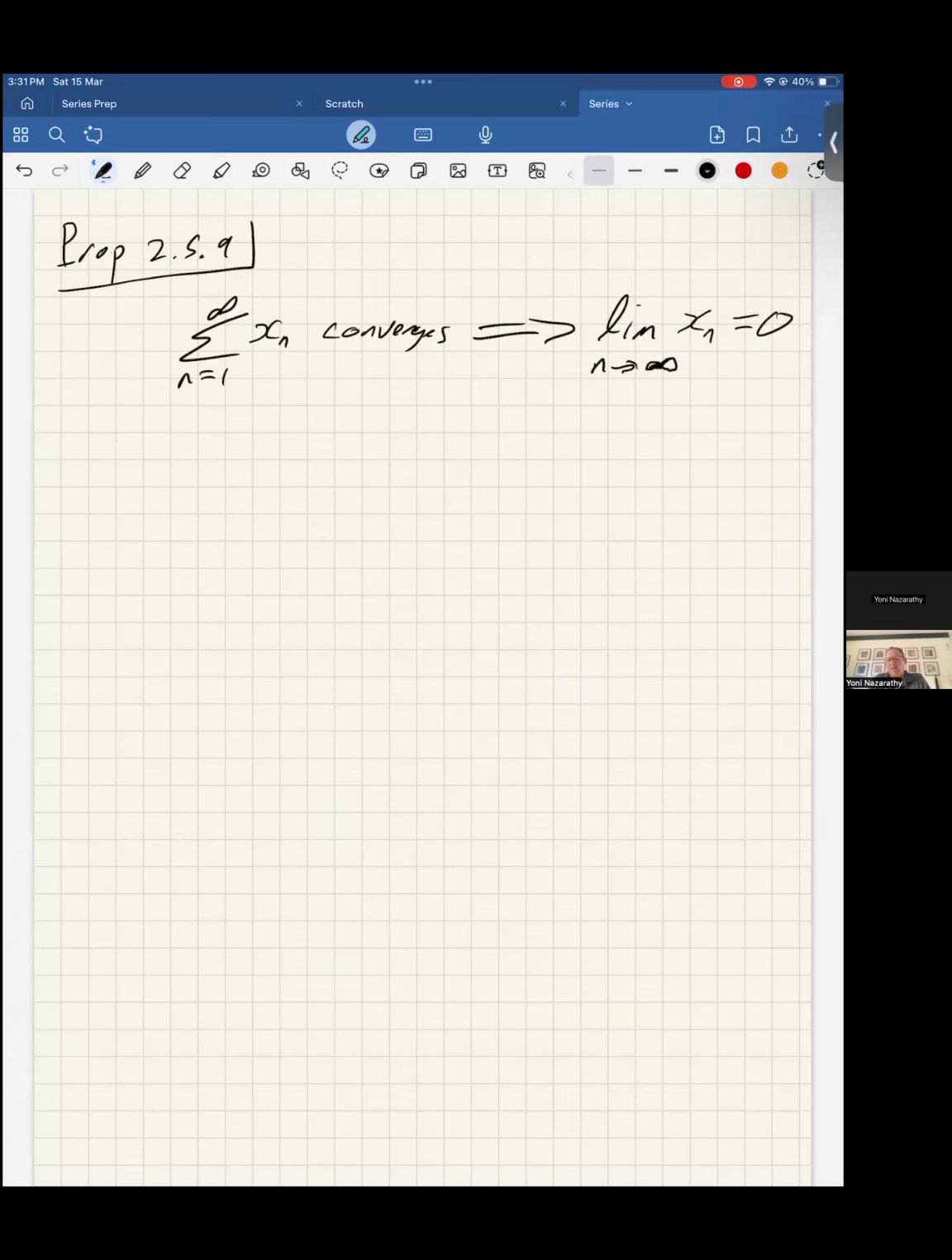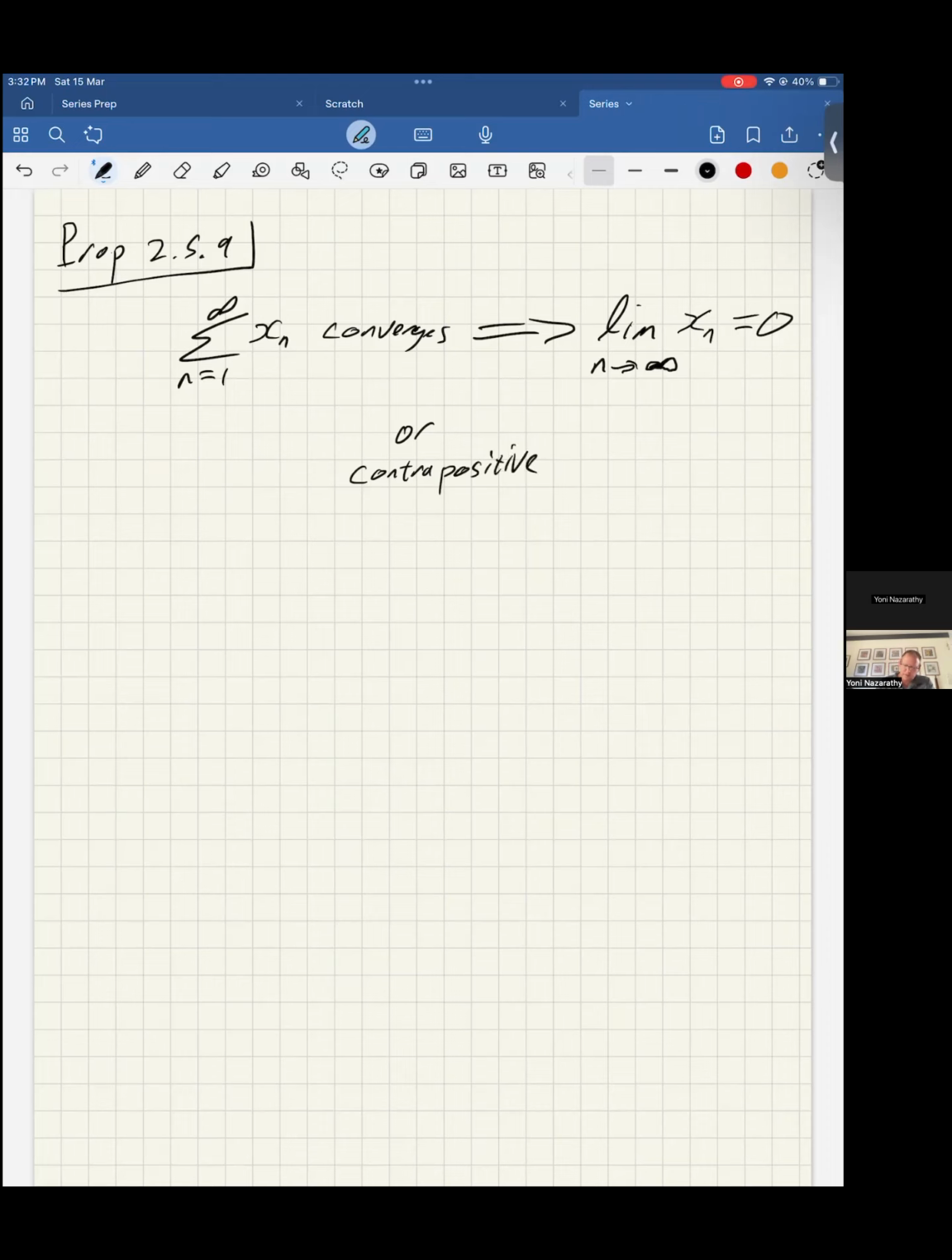So you can't have a series where the limit of the individual terms is not 0, and the series will converge. So what I just said is the contrapositive of this statement. So let me write it. Now this could have been the proposition, or we could have put the contrapositive in the proposition. Let me do the contrapositive in the proposition, and this is called the contrapositive.